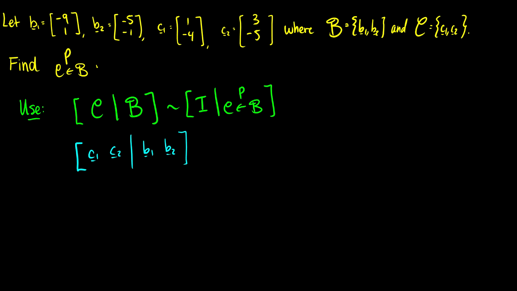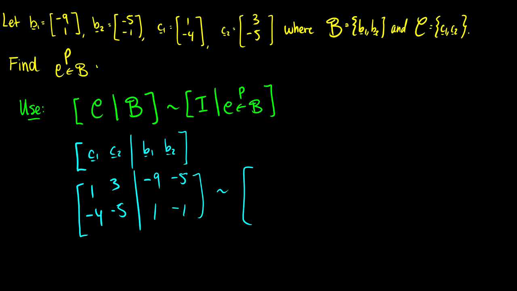Okay, so let's just put these in here. C1 is going to be 1, negative 4. C2 is going to be 3, negative 5. I'm going to keep the line in the middle just for the sake of it. B1 will be negative 9, 1, and B2 will be negative 5, negative 1. Okay, so the first row looks good: 1, 3, negative 9, negative 5.